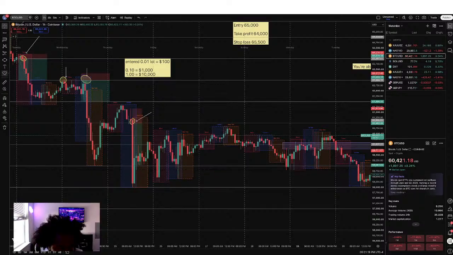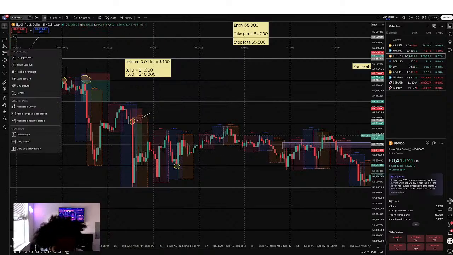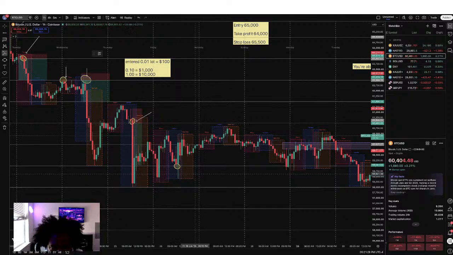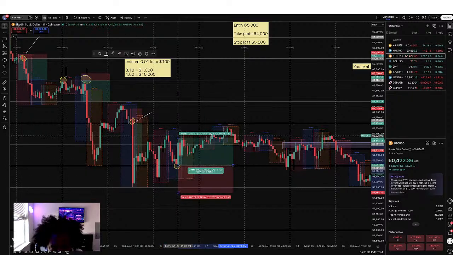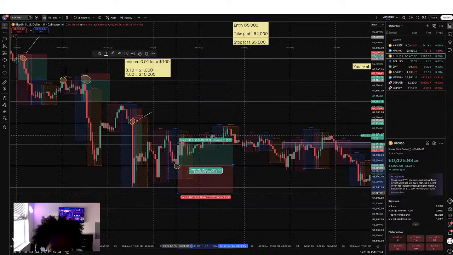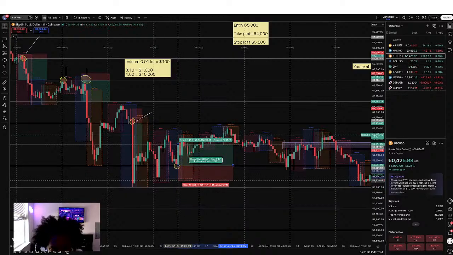So, let's say even for here, I have rejection off this level. And this is even in consolidation. This is not even in a trending market. Let's say you just catch that. Just like that. Boom, another rejection.